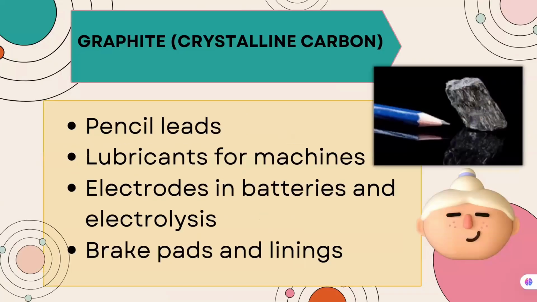So now we have graphite, also a form of crystalline carbon. Like I said earlier, graphite is used in making pencil leads. If you touch graphite, it's going to leave a black stain on your hand. It can also be used as lubricants for machines, electrodes in batteries and electrolysis, and brake pads and lining.